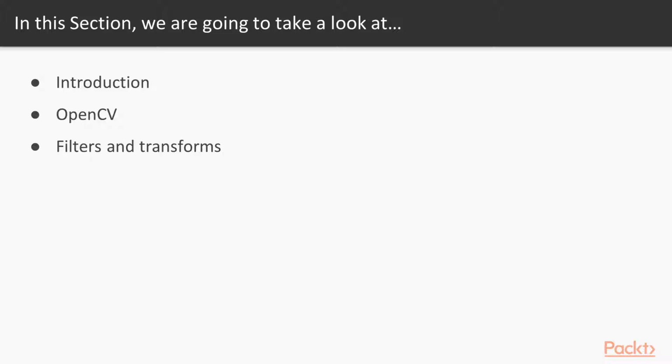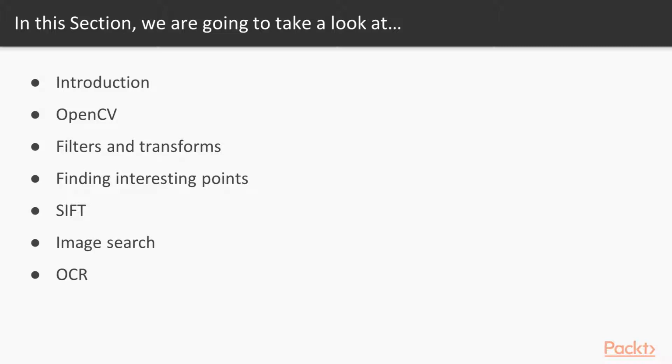Then I show how to apply filters and transformations to images to present them in new ways. I illustrate finding interesting points in images, such as corners or faces. I demonstrate scale invariant feature transform, or SIFT, as a more robust corner detection algorithm. I illustrate how to create an image search algorithm. Then I conclude the section with showing how to perform optical character recognition, or OCR, using the Tesseract package.